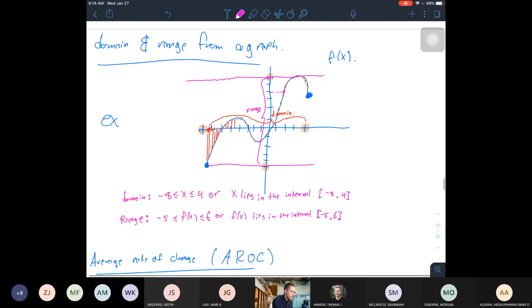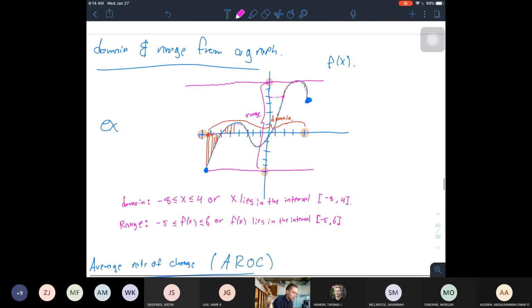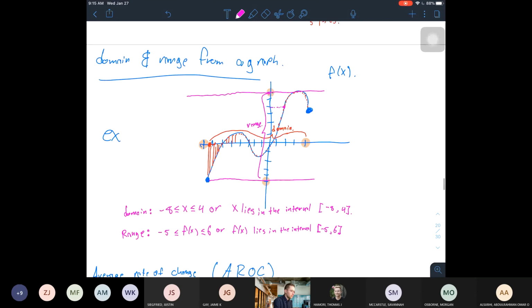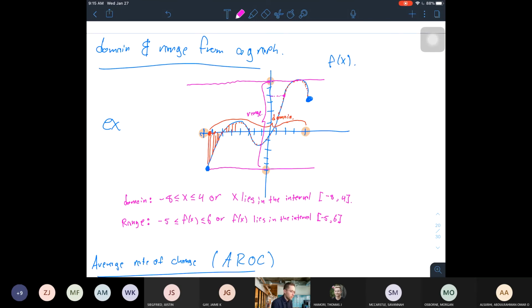We just look for the set of x values such that if we were to draw a vertical line, we would hit the function at some point. And then for the range, we just do the same thing, but we draw horizontal lines, and we look for all of the y values for which a horizontal line would intersect our graph at some point. Okay. Any questions about how we find the domain and range by looking at the graph of a function?